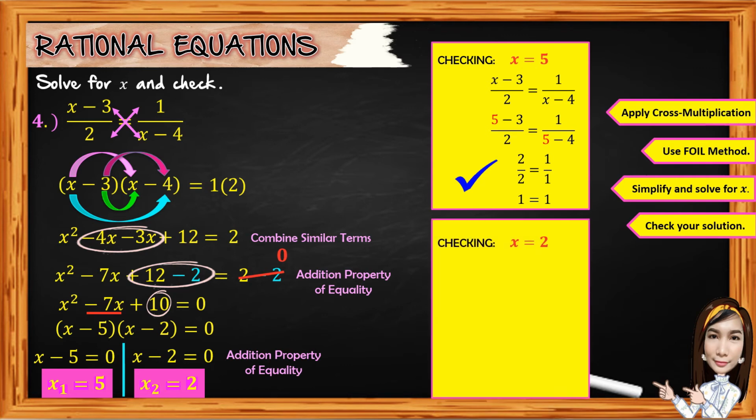When x is equal to 2, again, we're going to write the original rational equation, which is x minus 3 all over 2 equals 1 over x minus 4. Then we're going to substitute the value of x, which is 2. So we have 2 minus 3 all over 2 equals 1 over 2 minus 4. 2 minus 3 is equal to negative 1 over 2 equals 1 over 2 minus 4, which is equal to negative 2. Now, if we have a negative on the numerator or a negative on the denominator, we can write it in front of the fraction bar. So as you notice, both sides are equal. Therefore, the value of your x, which is 2, is correct.